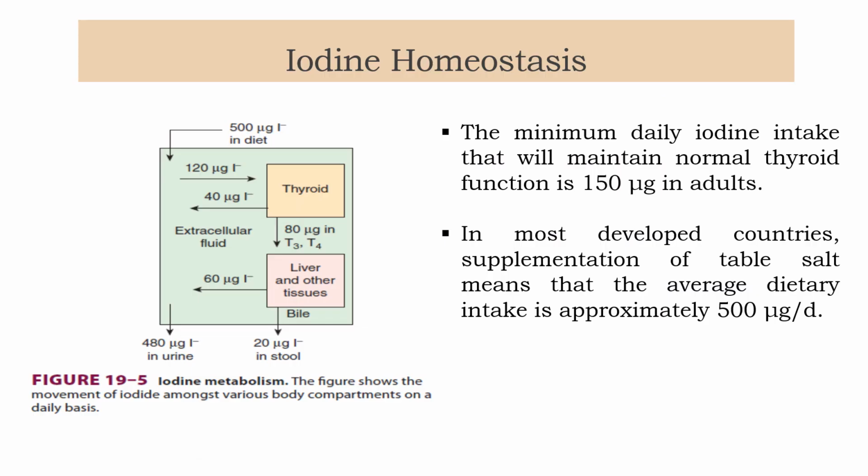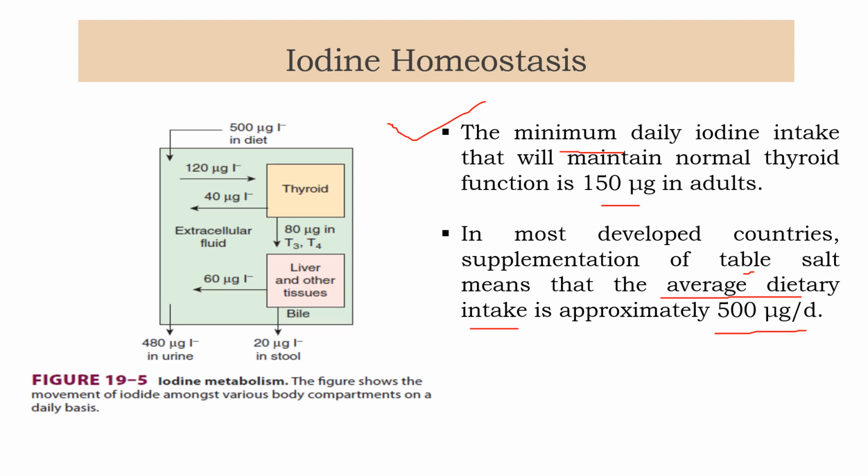Before going to that, we must know about iodine homeostasis. Iodine is an essential raw material for thyroid hormone synthesis. Dietary iodine is absorbed by the intestine and enters the circulation. The minimum daily iodine intake that will maintain normal thyroid function is 150 microgram in adults. Now in most developed countries, table salt is supplemented with iodine. If people are using that, the average dietary intake becomes approximately 500 microgram per day.